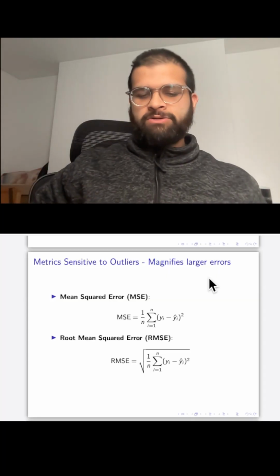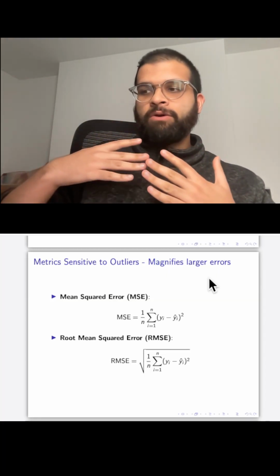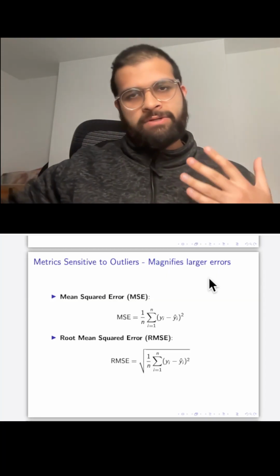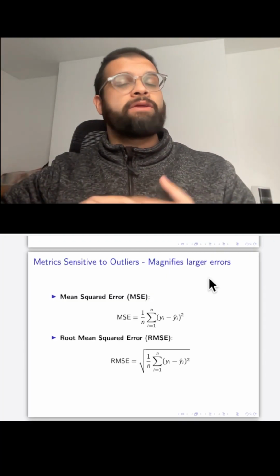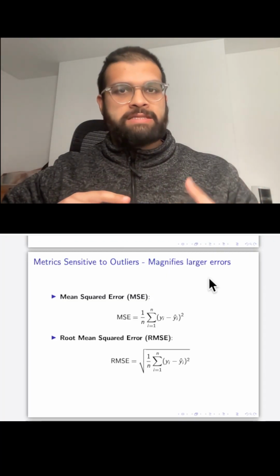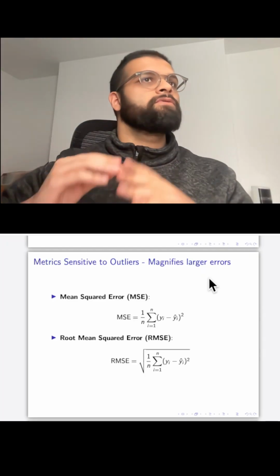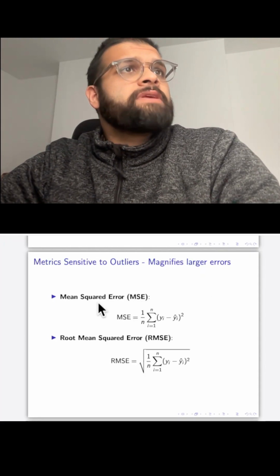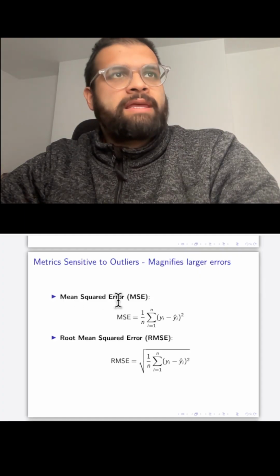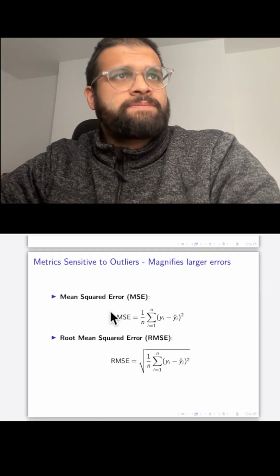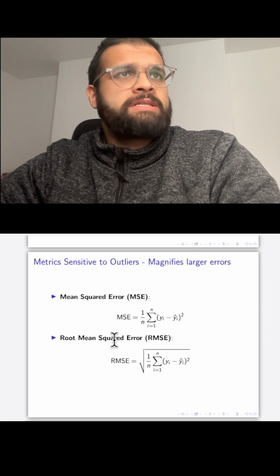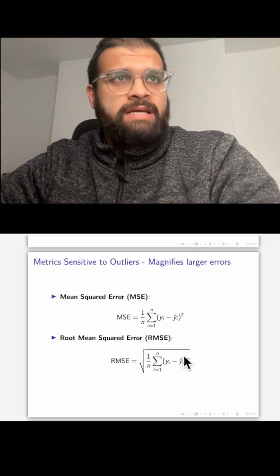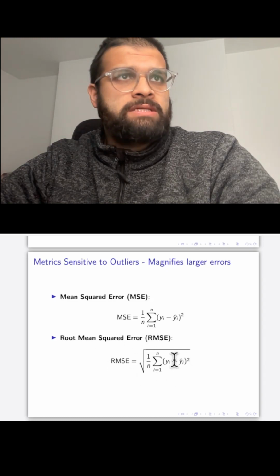So those are the metrics that say that, hey, if they look at very big outliers in your data set, then it will penalize those outliers and it will say, hey, this is bad. We want this to be an error. So we have the mean squared error, which looks like this. And then we have the root mean square error, which looks like this. So that is the square root of the above.